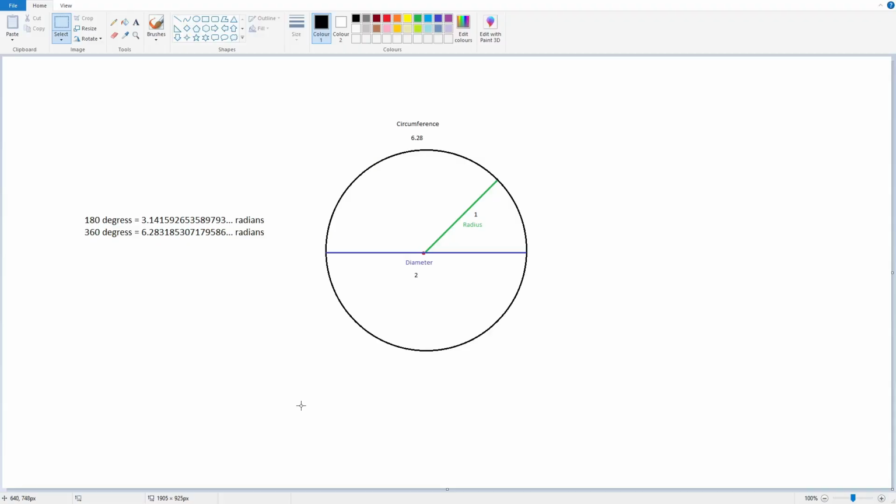So hopefully this explains why 180 degrees is equal to pi radians and 360 degrees is equal to 2 pi radians.